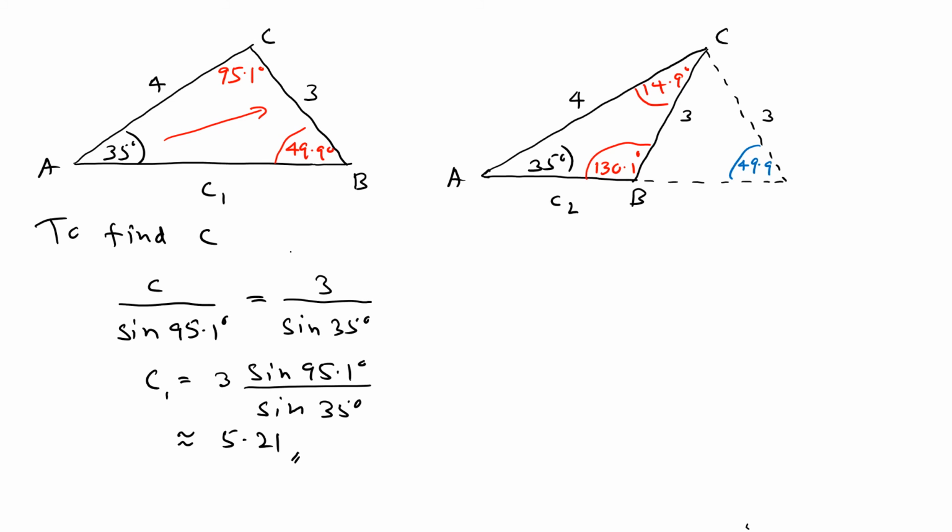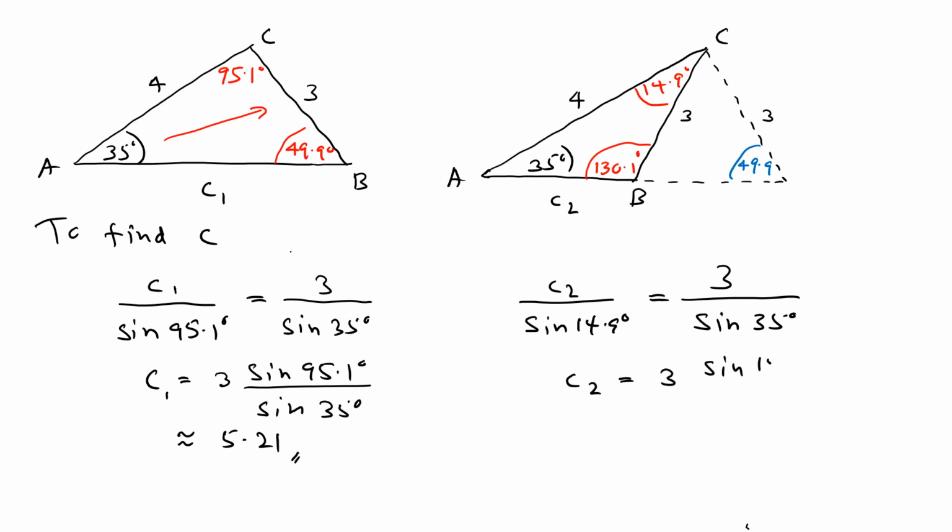Similarly, we can find the other one. If you write C2 over sine 14.9 equals, again the same pair, 3 over sine 35, then C2 is 3 times sine 14.9 divided by sine 35. Again, with a calculator, you're going to get 1.34. So that's how you solve those triangles.